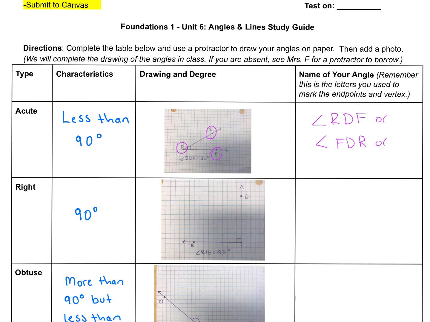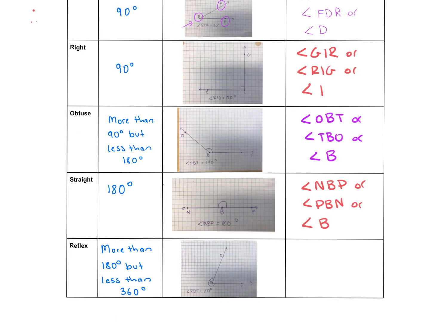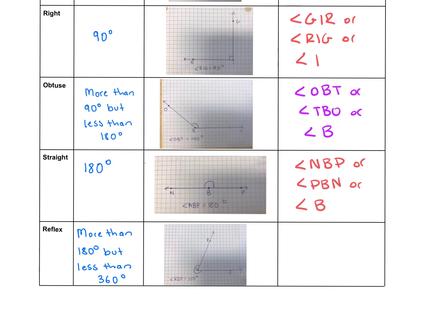or what's my last angle name? That's right, angle D. You can just name it off of the vertex. Here's my vertex. Check your angle names. Make sure your vertex is in the middle.